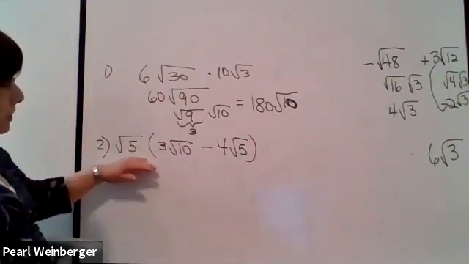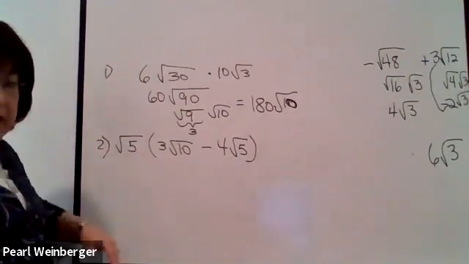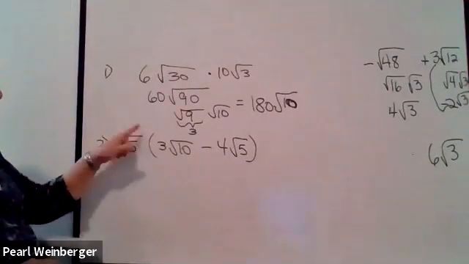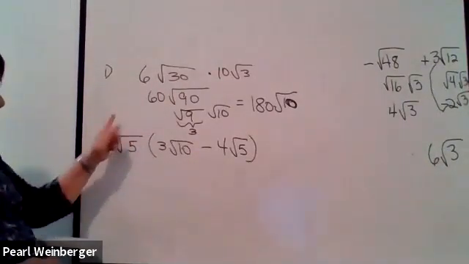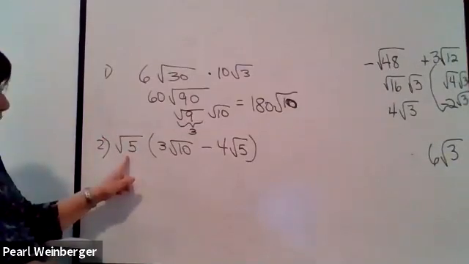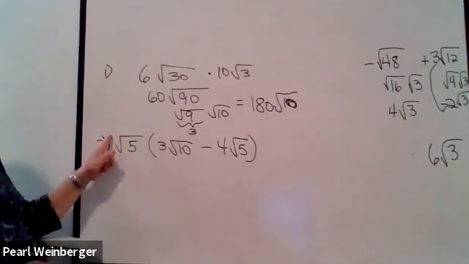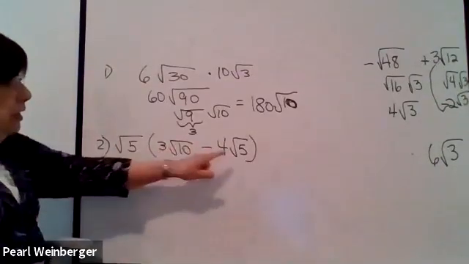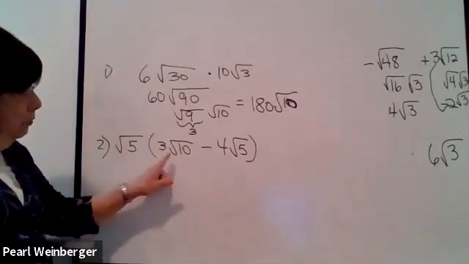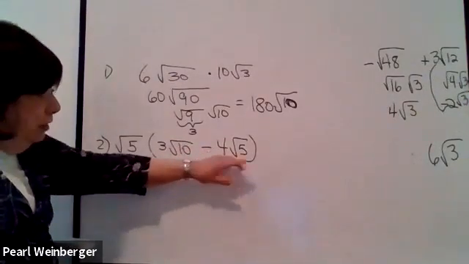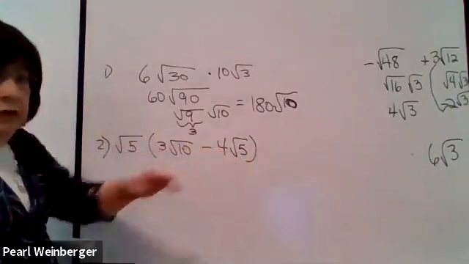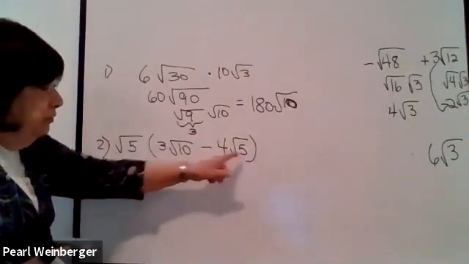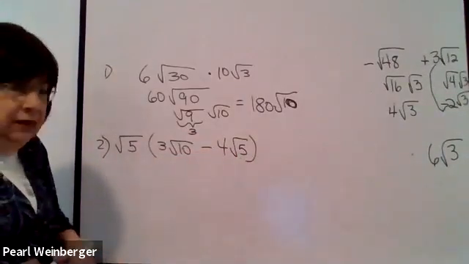Now, I've actually put a second question over here. And if you notice, this second question is a little bit different because I have a single radical, a monomial, square root of 5, which is understood to have a 1 on the outside because there's nothing outside it, times a binomial, 3 radical 10 minus 4 radical 5. Now, these are not like radicals, so they can't be combined. I could try to simplify them, but neither 10 nor 5 can be simplified.